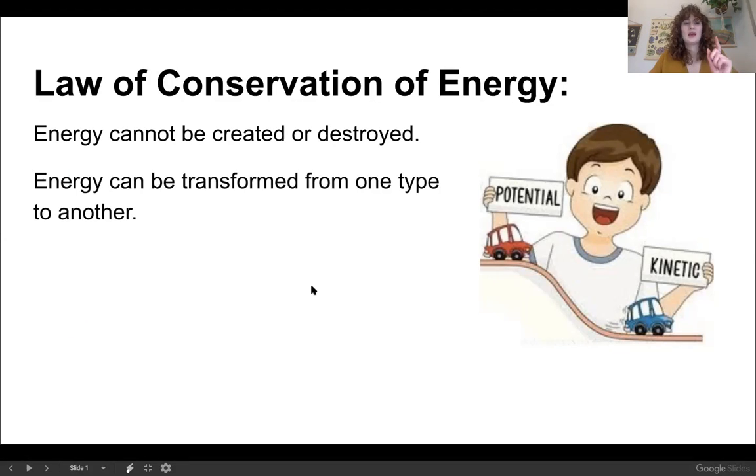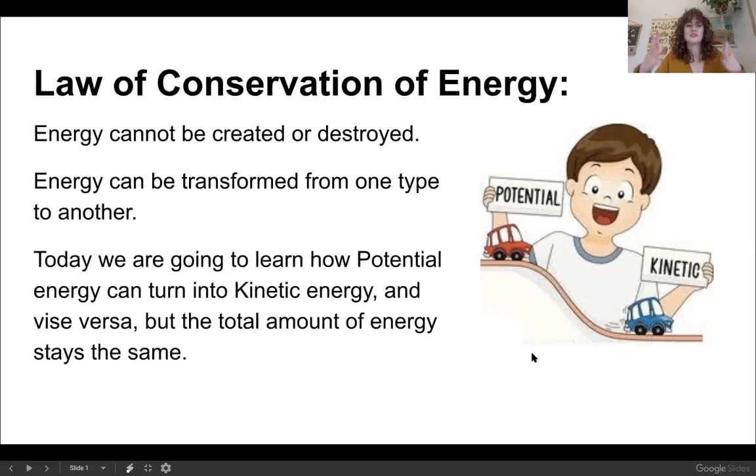Now, energy can be transformed from one type to another. Here's a kid rolling a car down a hill, or actually there's two cars, one's red, one's blue. This car has potential energy because it's at the top of the hill. This car has kinetic energy because it's down at the bottom, it's gone down the hill, it has speed. If a car were to roll from the top to the bottom, it would be transforming its potential energy to kinetic energy.